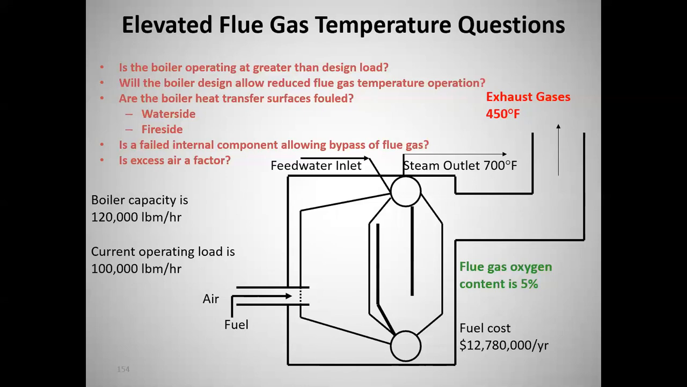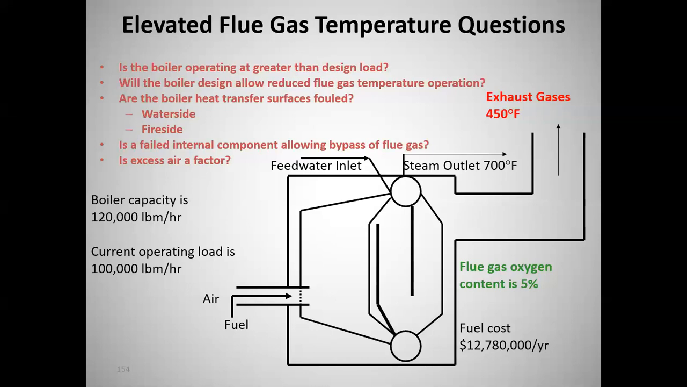Okay. Well, when you get into this flue gas temperature evaluation, you've got to start looking around before you just jump. Is the boiler operated at greater than design load? Well, no, because it's 120,000 pounds an hour. If it was 120 and I was making 140,000 pounds an hour of steam by overfiring, throwing every bit of fuel I could in there to get more steam out of it, then you would expect the temperature to go up and the efficiency to go down. But that's not the case here. Will the boiler design allow reduced flue gas temperature operation? How much tube surface?